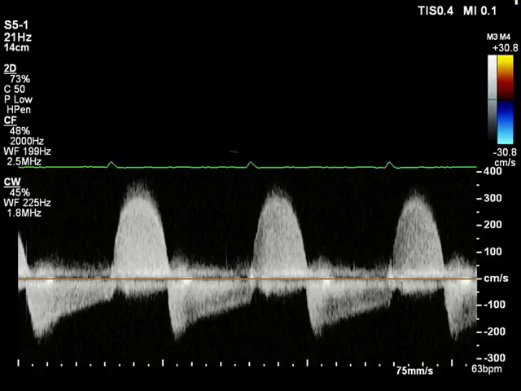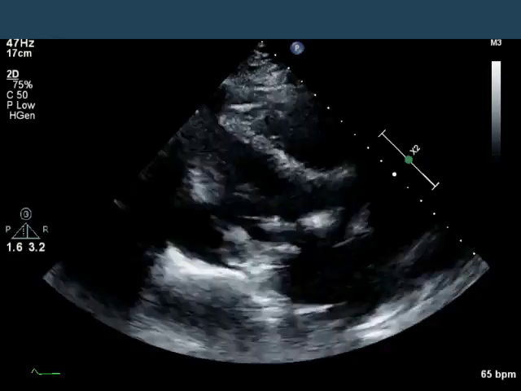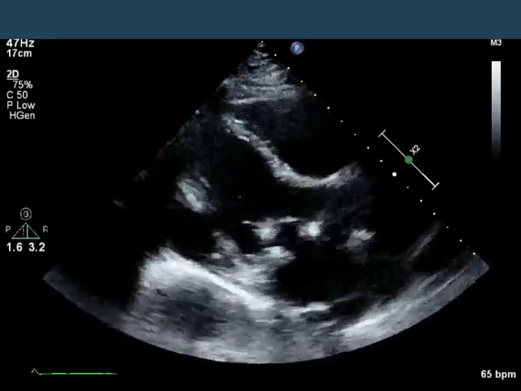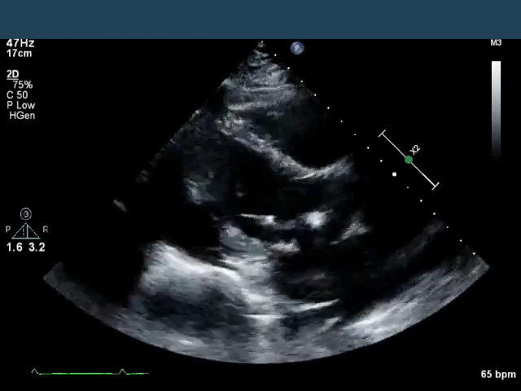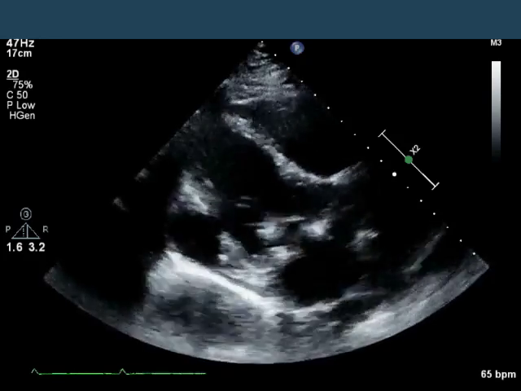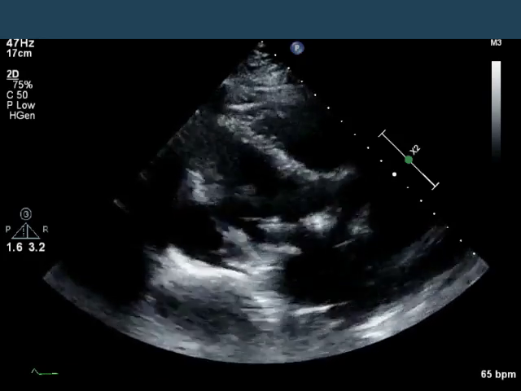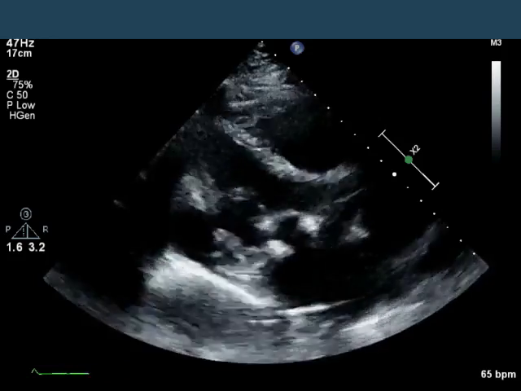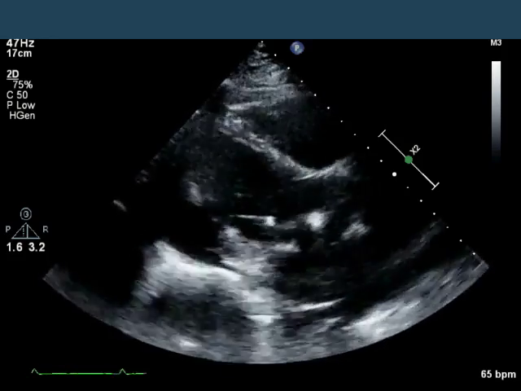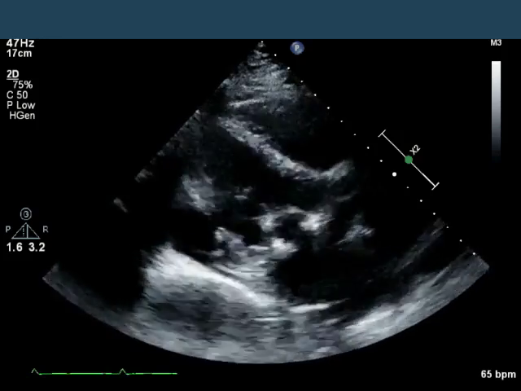And I thought we would look at the 2D images and see if you could figure out how this signal arrived on the echo. So here is a parasternal long axis 2D image. You'll notice that there is a bioprosthetic mitral valve, and left ventricular systolic function and right ventricular systolic function grossly look okay. Aortic valve appears to be opening normally. Mitral leaflets appear to be opening normally.